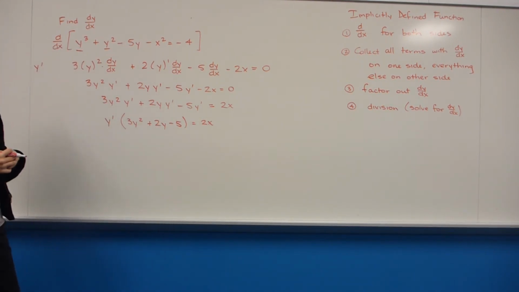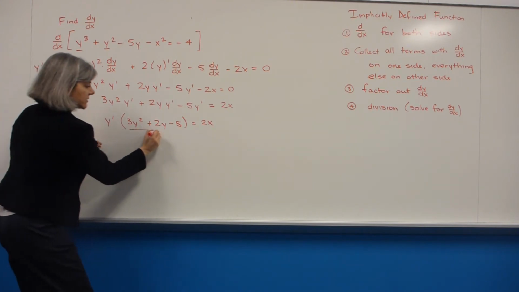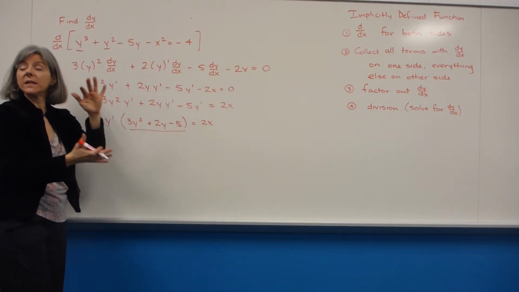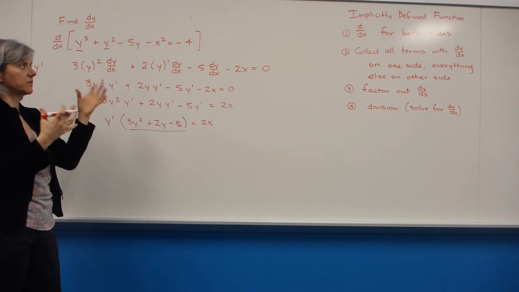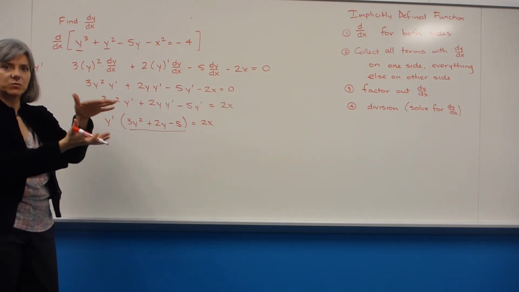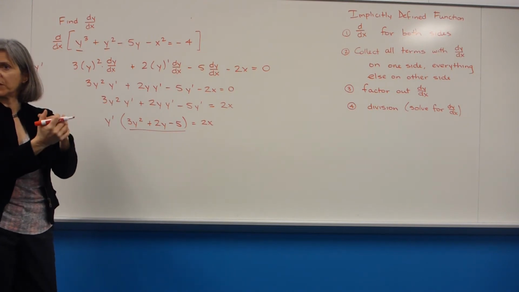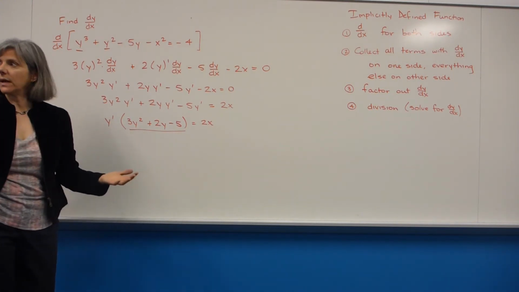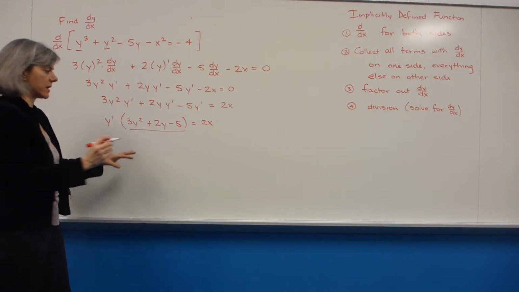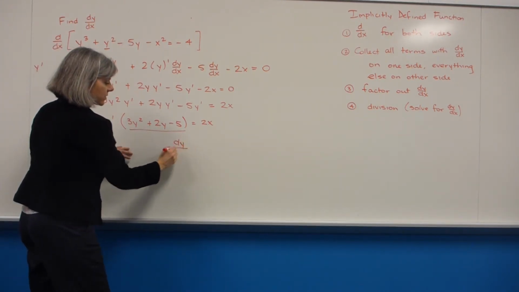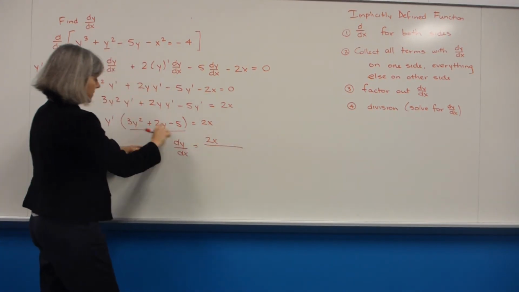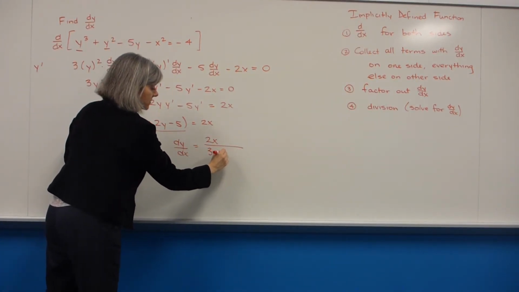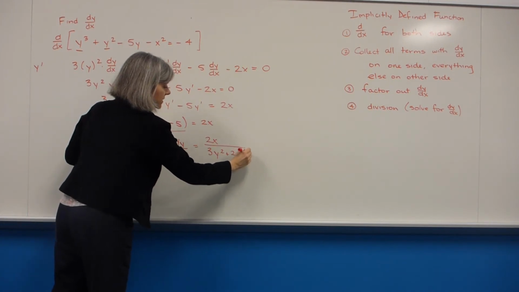Now, if I'm trying to solve for y prime, what do I do next? I take that whole parentheses and divide both sides. Very commonly for implicitly defined functions, when you find the derivative, you're going to usually have a quotient for your answer, and it's going to have x's and y's in it. That's okay. It's a little weird, but that's okay. So here I'm going to have my final answer. If you want to go back to dy dx's, you can, you don't have to. 2x divided by this whole thing: 3y squared plus 2y minus 5.